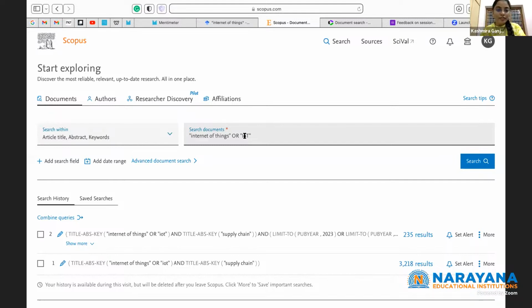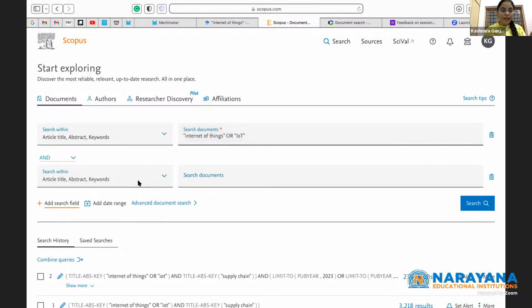So now I want to retrieve the articles using Internet of Things and IoT also. I wanted to be specific because in Google Scholar we have seen around 10, 11 lakh articles. I don't want to go through all those articles and break my head. So I will be more specific in my research topic. I will also choose AND as a Boolean, and I also want to look into something more specific, that is supply chain. Supply chain, Internet of Things. I wanted to narrow down my research topic.